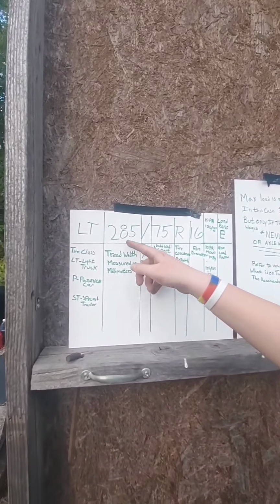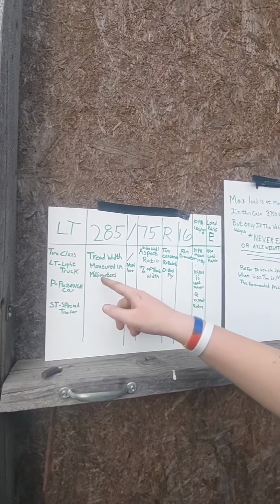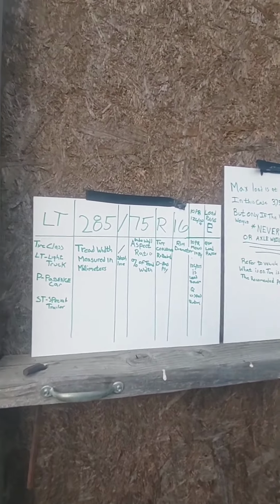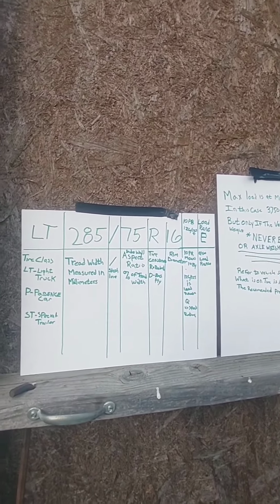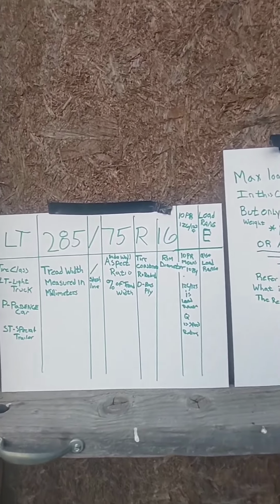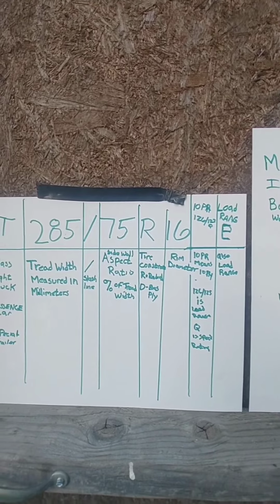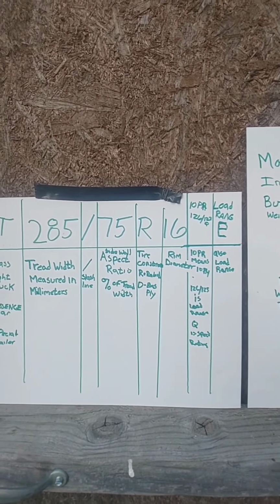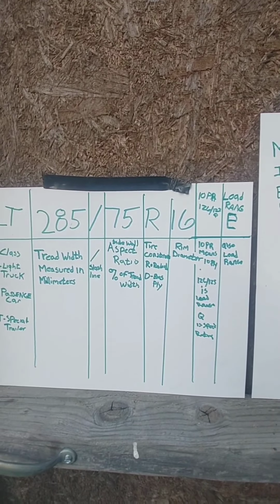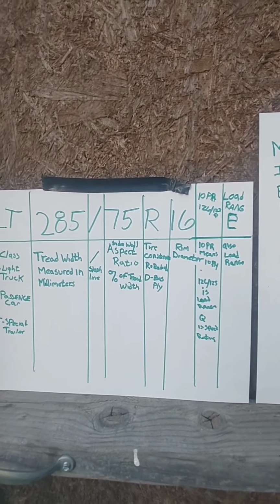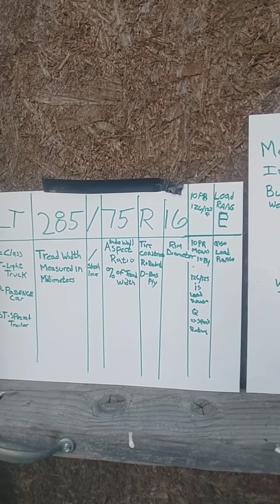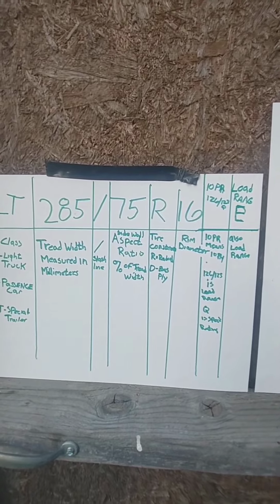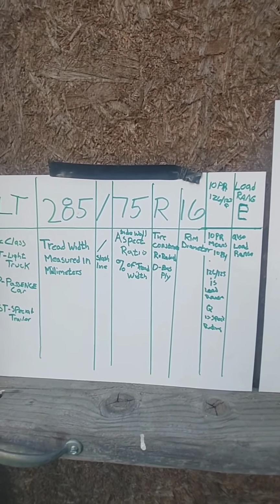The second part is 285, tread width measured in millimeters. And the third part, well, that's just a slash line. Just goes in between everything. Third part, though, is 75. That's your sidewall aspect ratio. Basically, 75 means that this tire, the sidewall height is 75% of the width of the tread. So in this particular case, the height would be 75% of 285 millimeters.